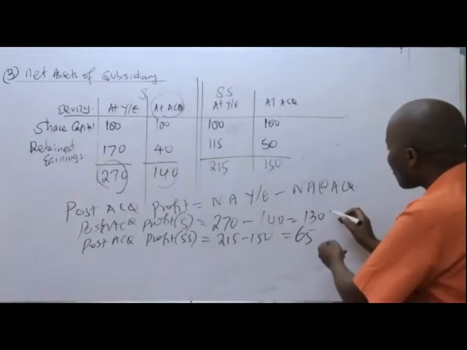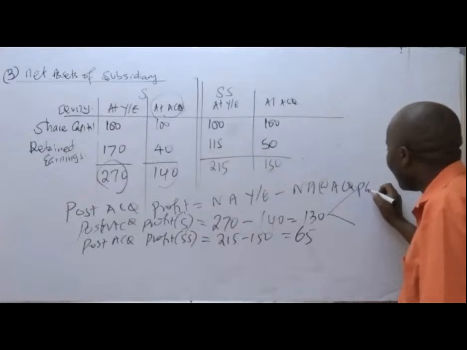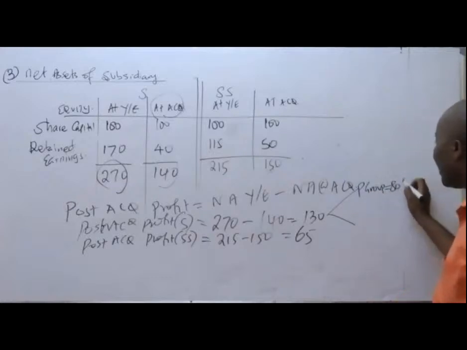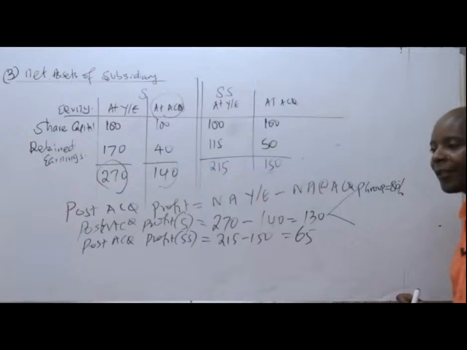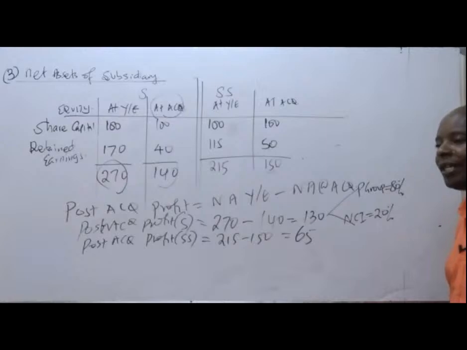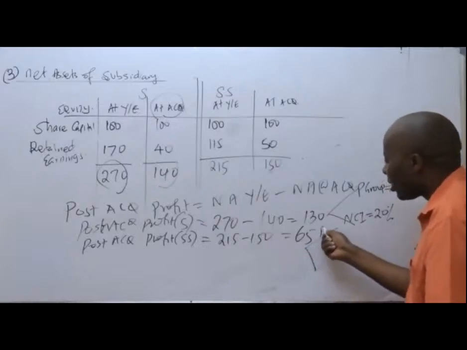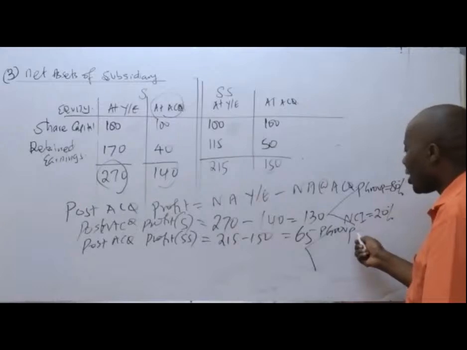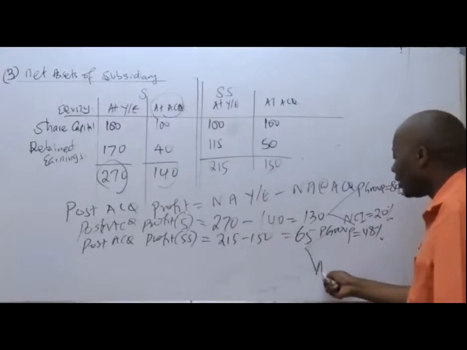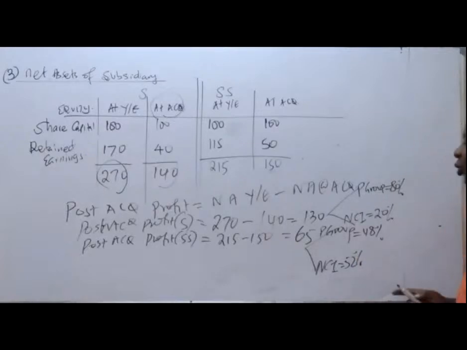Now listen, this 130, of course, we know it has to be shared between the two partners. We have the P group, which was 80%. P group will take 80% of the 130, and then we have the NCI, which will be taking 20%. And the same with this 65: the P group was 48%, and the NCI was 52%. So could you kindly give me this figure so that when we go along, we know what we shall be putting where?